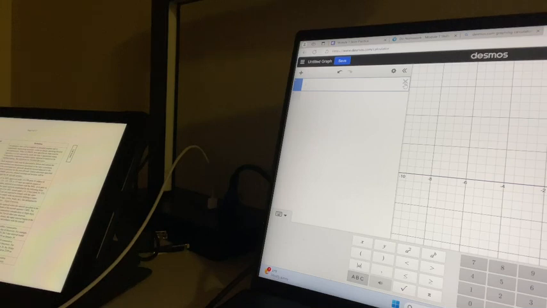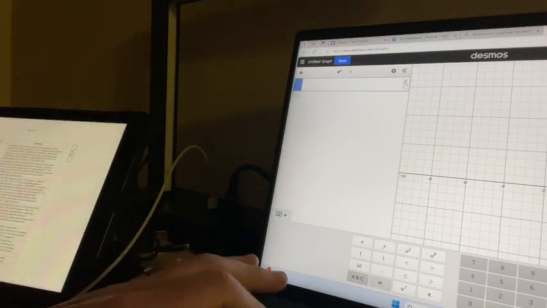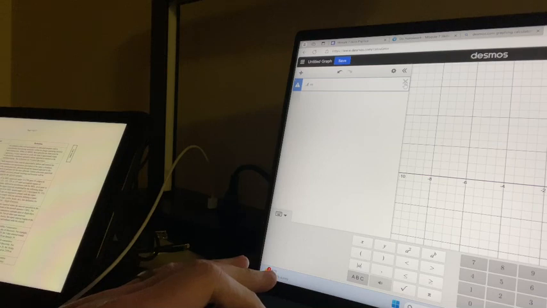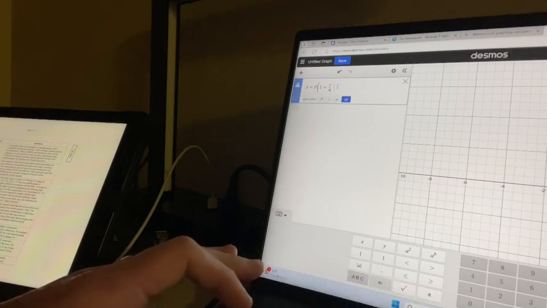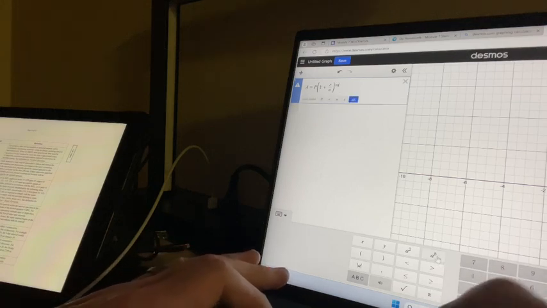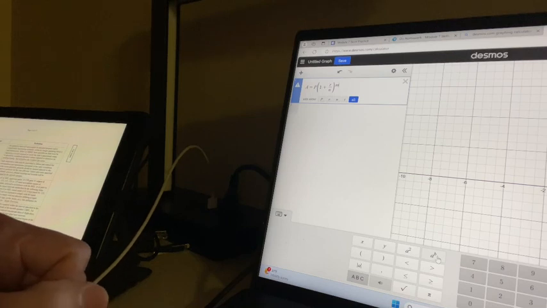So the formula, and I'm going to use Desmos for this because that is the easiest way for me to film what I'm doing and to teach you this. The formula for calculating compound interest is A equals P times the amount 1 plus R over N, raised to the NT power. That is the formula.